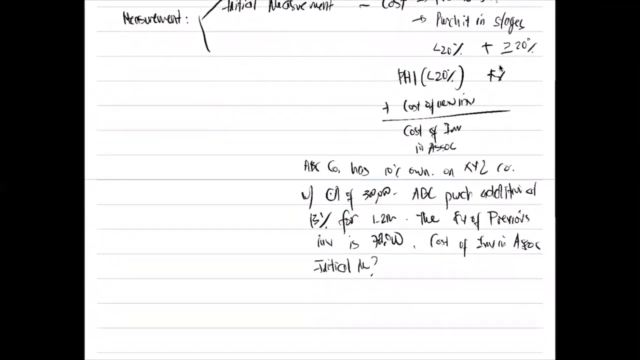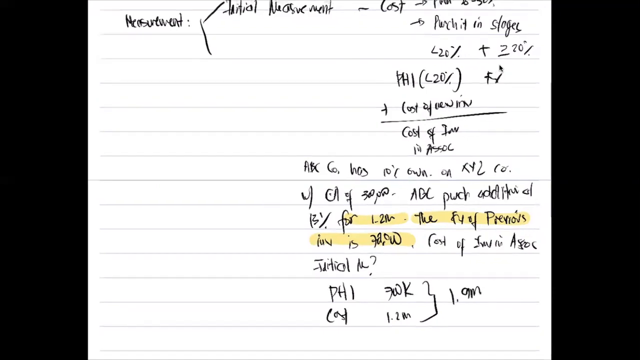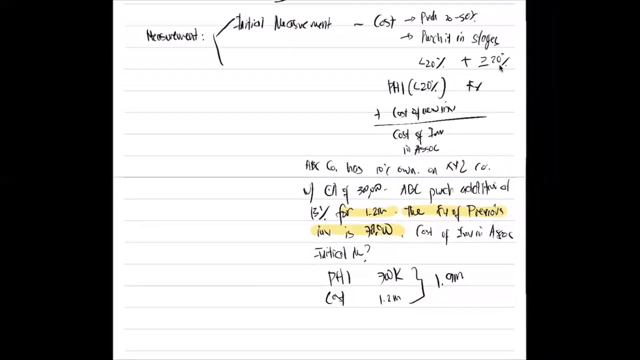Okay, so first we need to get the previously held interest at fair value. So the fair value of the previous investment is 700,000. And the cost of the new investment is 1.2 million. So what is the initial cost of your associate? 1.9 million.